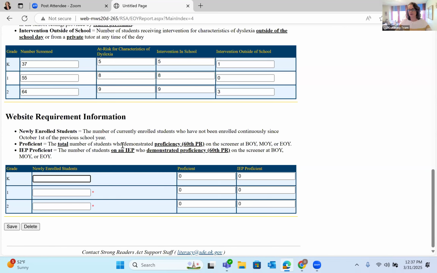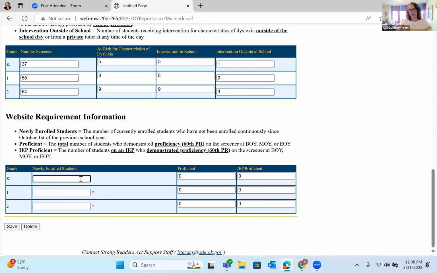Things to consider when you're looking at this: students must be enrolled by October 1st for it to count as a full year of enrollment. So if you have students who came to you last November or December, last school year would not count as a full year. If you had them from November 1st of last year and then this school year, they would count as newly enrolled because they have not been with you continuously for 2 full school years.